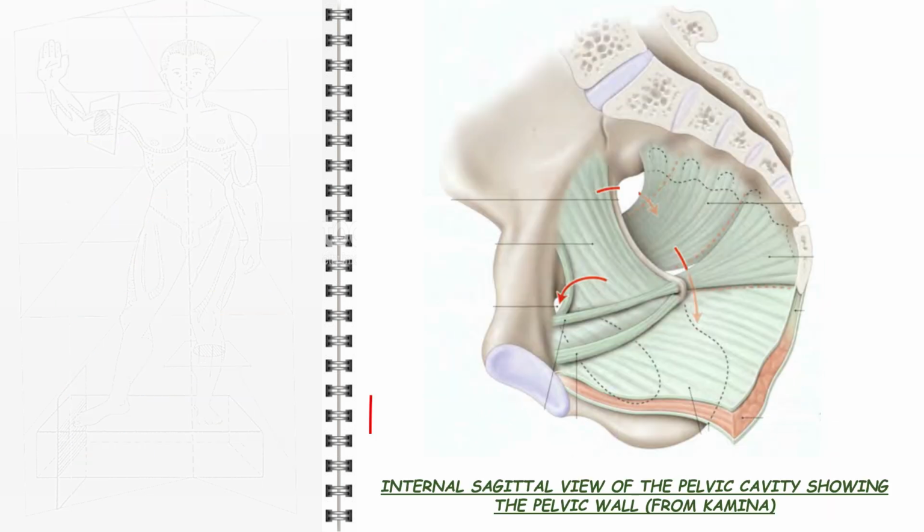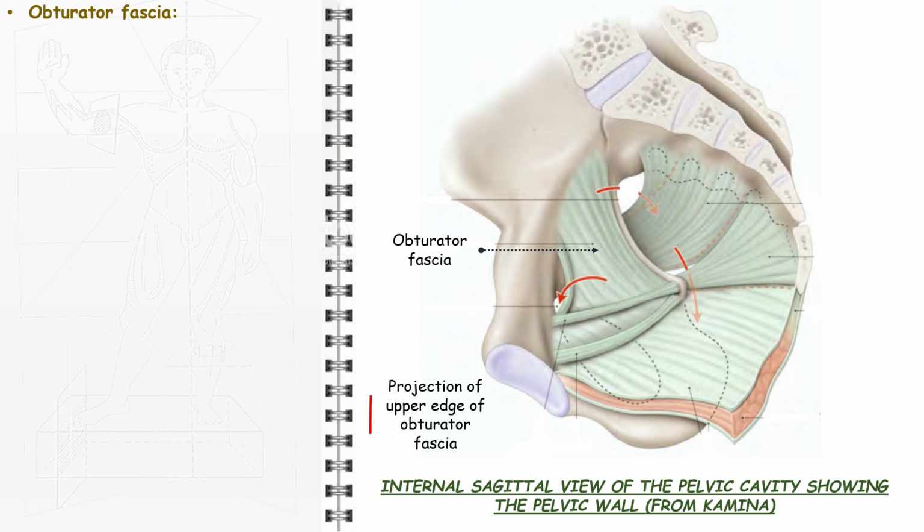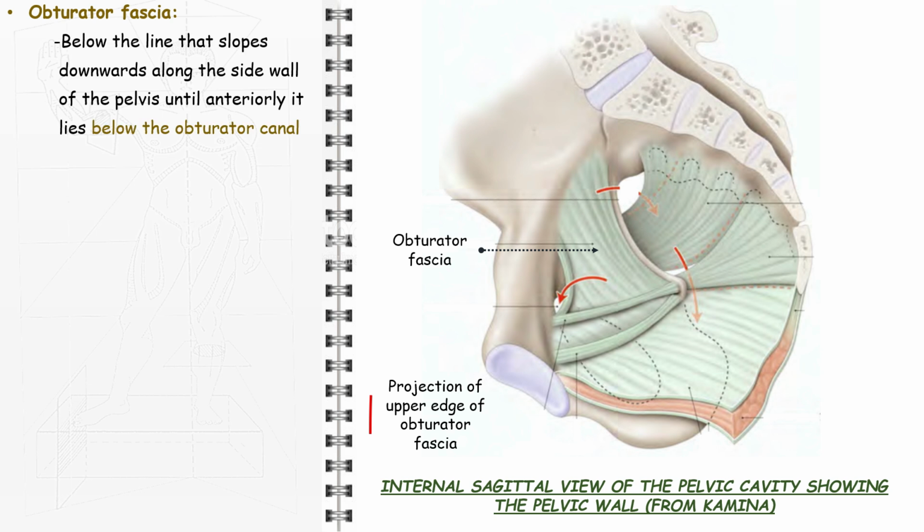Note the extent of the upper margin of the muscle. From the pelvic brim at the sacroiliac joint the line slopes downwards along the side wall of the pelvis until anteriorly it lies below the obturator canal. Above this line lies bare bone. Below it the muscle is covered with a strong membrane, the obturator fascia.